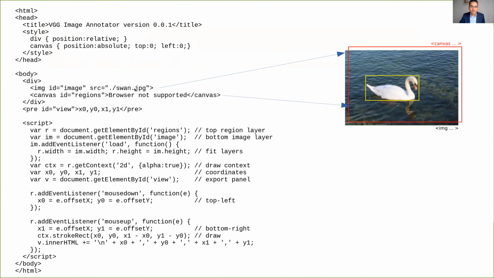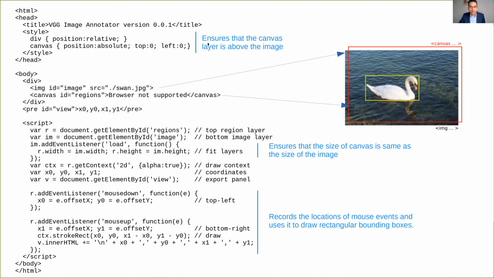So this is the line which draws the image on the web browser. And the second one draws a canvas over the image. And then the top one here is a basic CSS that ensures that the image and the canvas lie on top of each other. This line here ensures that the canvas has the same size as that of the image.